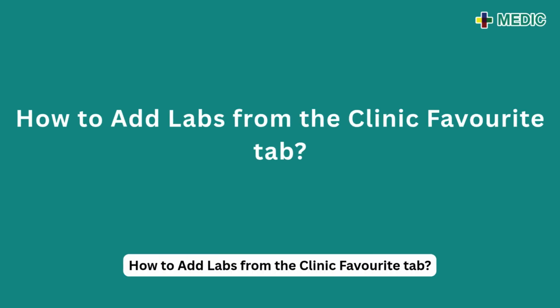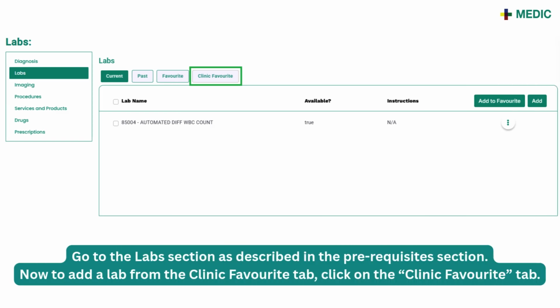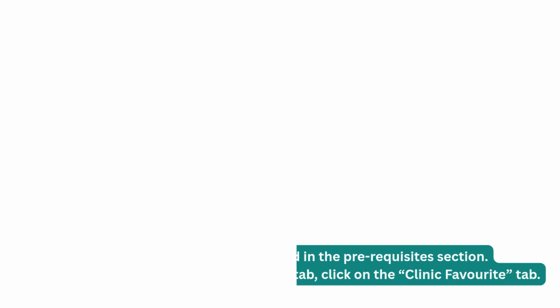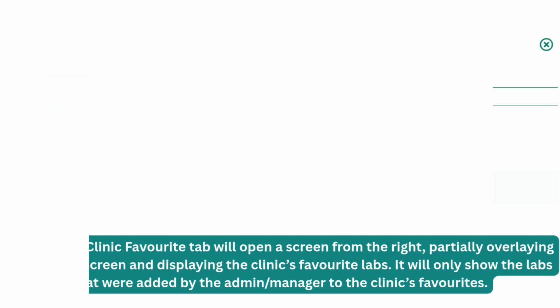How to add labs from the Clinic Favorite tab. Go to the Lab section as described in the Prerequisites section. Now to add a lab from the Clinic Favorite tab, click on the Clinic Favorite tab. Clicking the Clinic Favorite tab will open a screen from the right, partially overlaying the current screen and displaying the clinic's favorite labs. It will only show the labs that were added by the admin manager to the clinic's favorites.